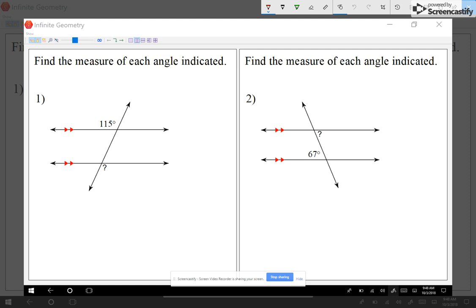So that's what alternate would mean. Alternate means one on the left of the transversal and one on the right of the transversal. So they're opposite sides. That's what alternate means.